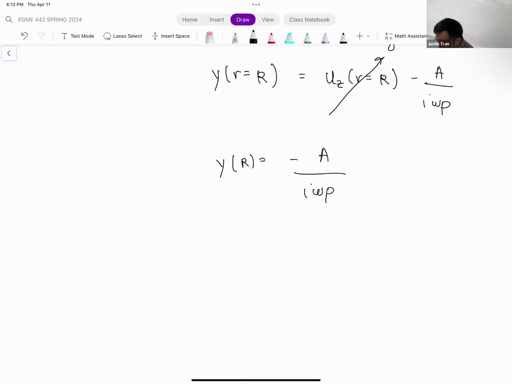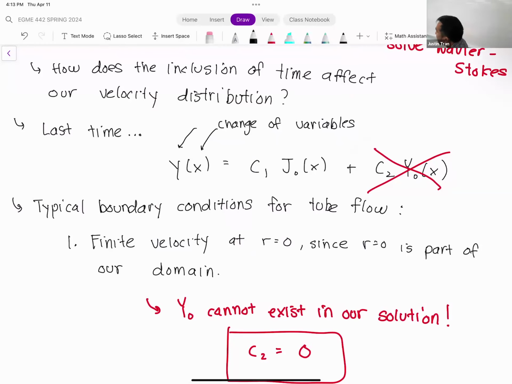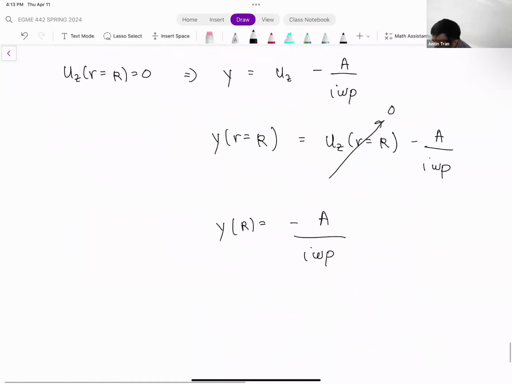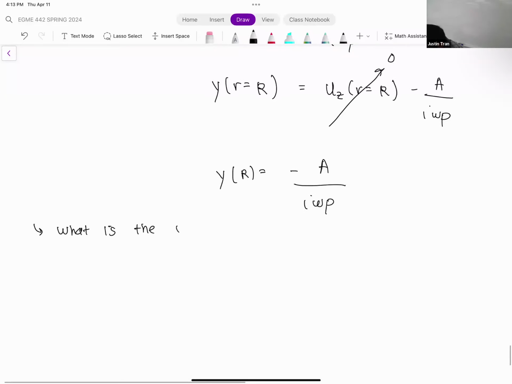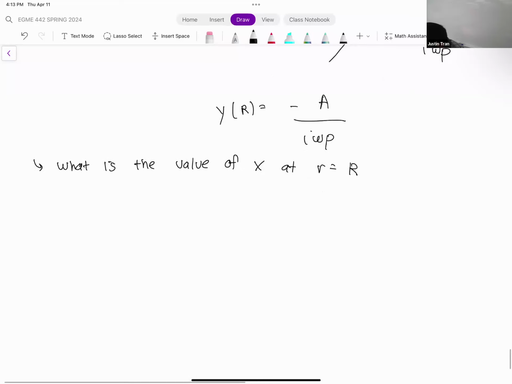So let's go ahead and plug it in. Of course, our function y here is not a function of r. Our function y here is a function of x. And so we have to find out what the value of x is at r equal to big R. So let's plug in a formula for x. We know x is equal to I to the 3/2 times little r times square root of omega over nu. And so when we plug in big R, we get x equal to I to the 3/2 multiplied by big R square root omega over nu.